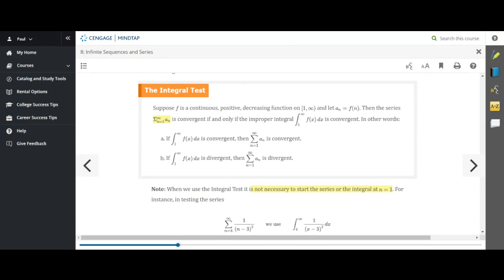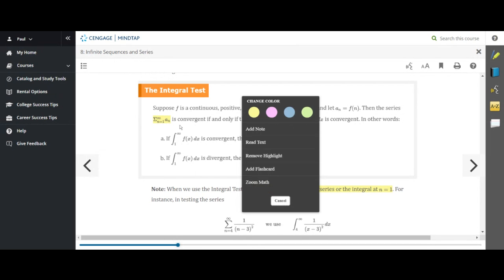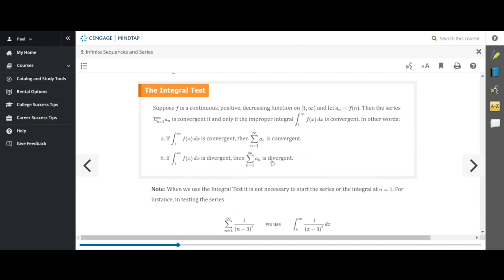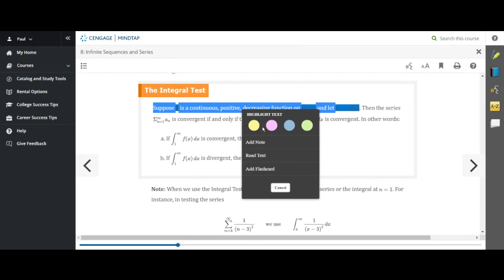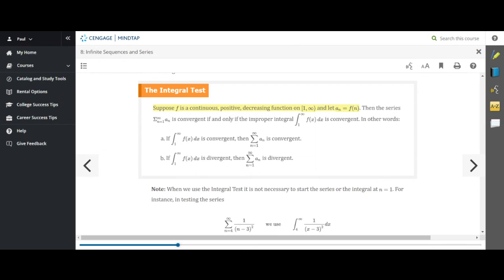Okay, Jacob remembers. It turns out that there is a connection between the convergence or divergence of an improper integral and the convergence or divergence of an infinite series. Suppose you have a function that's continuous, positive, and decreasing over the interval 1 to infinity, and let the terms of your series a sub n be equal to f of n.